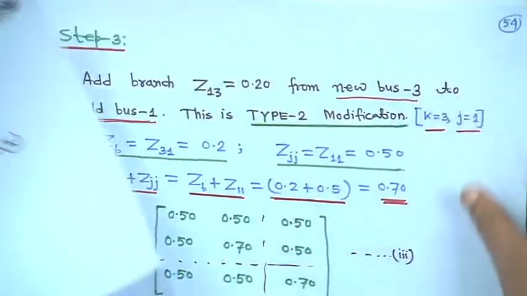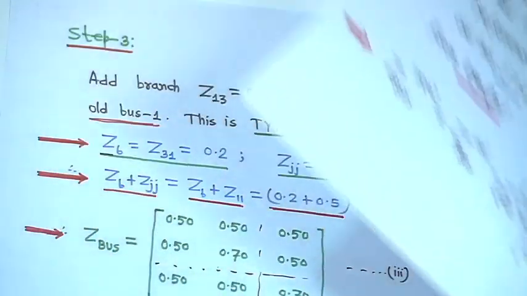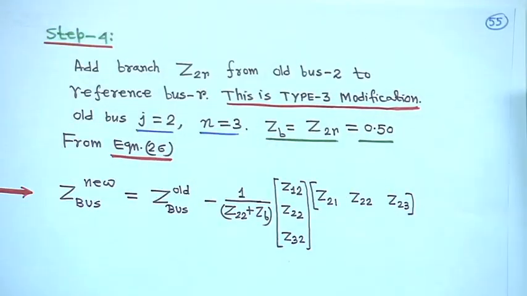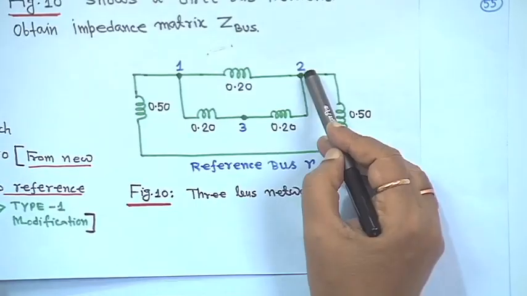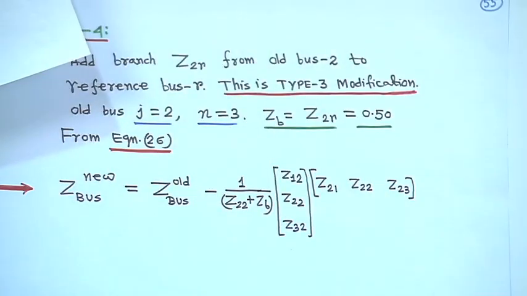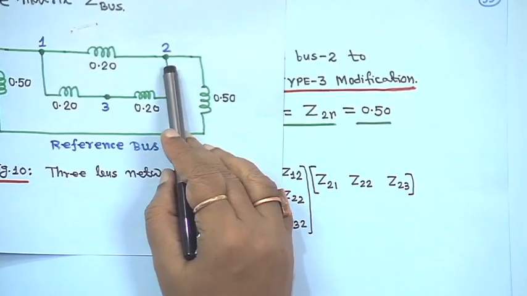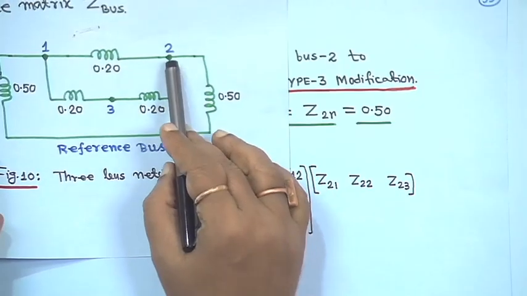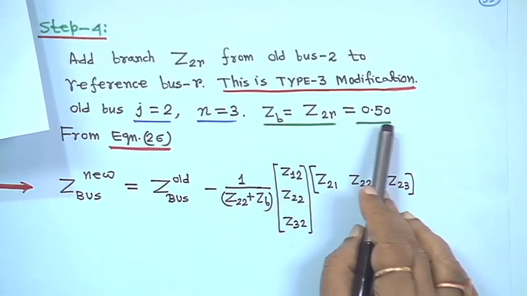Still something is left. Next one is step 4; this was step 3. Step 4 is to add branch Z2R from old bus 2 to reference bus R. Z2R is actually 0.5. In that case this is type 3 modification. Here old bus j is equal to 2, because that bus was already considered, so it will never be a new bus; it is an old bus. So j is equal to 2, n is equal to 3, and Zb is equal to Z2R, that is 0.5.